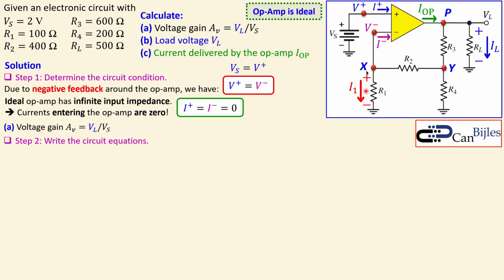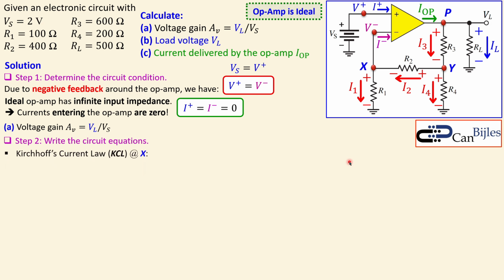If I also designate the polarities for each resistor and the current directions, you can see I1 is going in that direction, I2 here from right to left, I3 going from point P to point Y, and I4 going from point Y to ground. This is just a choice. You can also have a different choice, it doesn't matter. You will get exactly the same results.